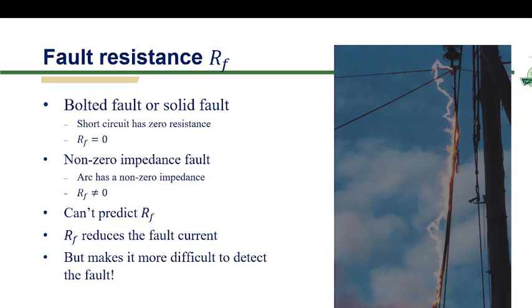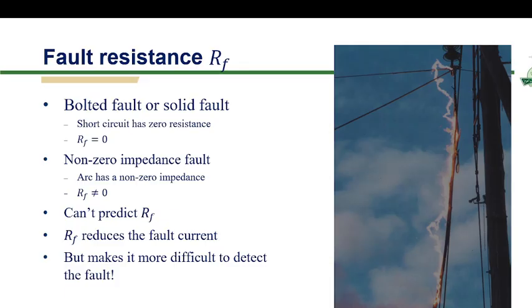All right. This slide introduced the concept of fault resistance, denoted as RF, and its impact on fault behavior in electrical system. In the case of the bolted or solid fault, the short circuit is assumed to have zero resistance, meaning RF is equal to zero, which results in the maximum possible fault current. However, in many real-world scenarios, faults are not ideal and instead exhibit non-zero impedance. For example, an arc fault introduces resistance into the fault path, making RF not equal to zero, and this added resistance reduces the magnitude of the fault current, which can be beneficial in limiting damage to equipment.